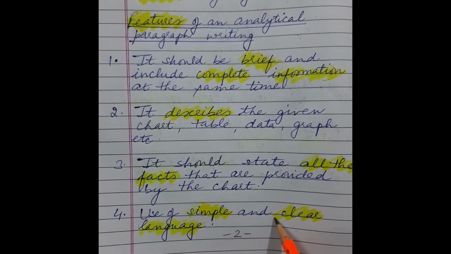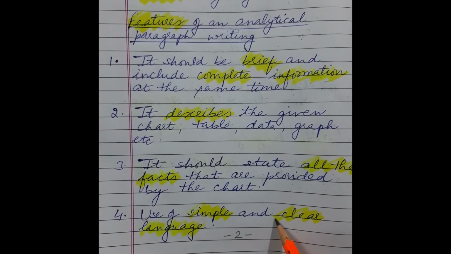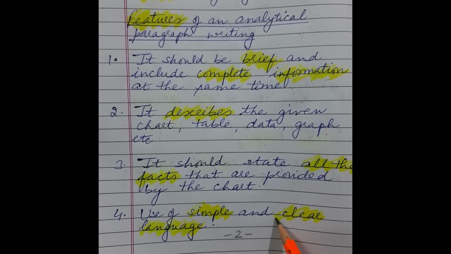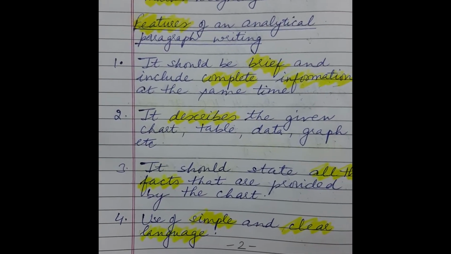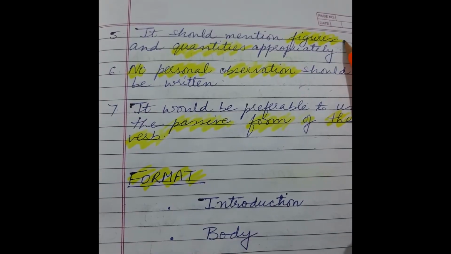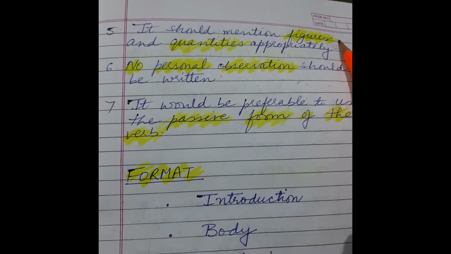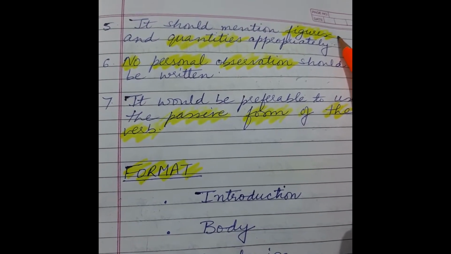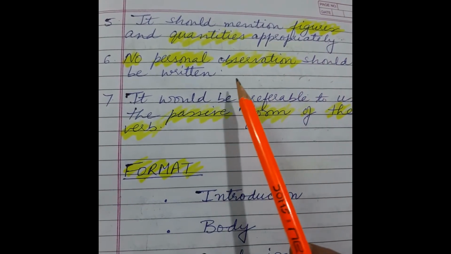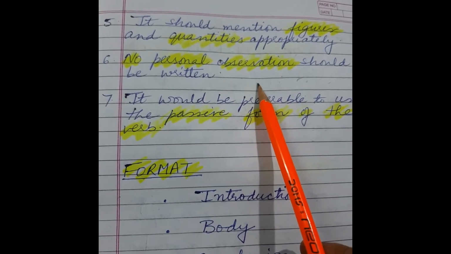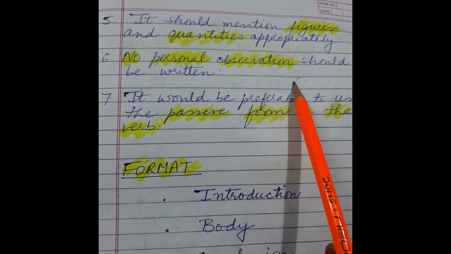Fourth, use of simple and clear language. The language used should be very simple and clear. Students, avoid using fancy words. Point number 5. Students, you must mention all the figures and quantities appropriately in the question. Point number 6. It should not give any personal observation.